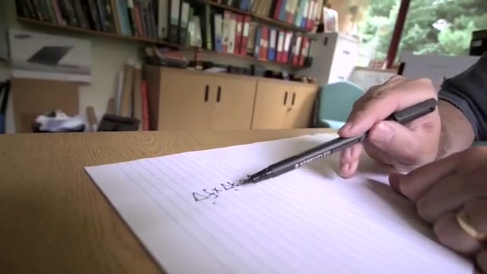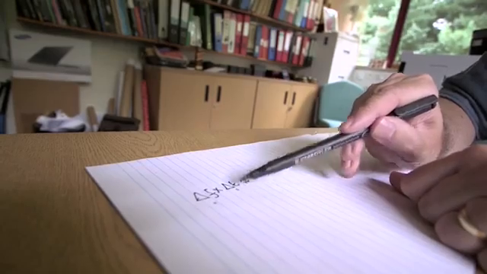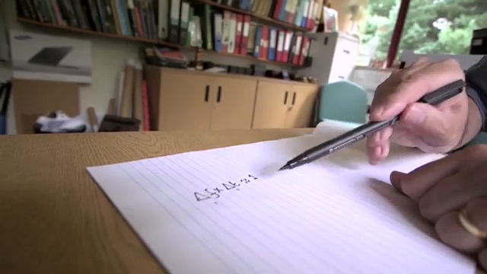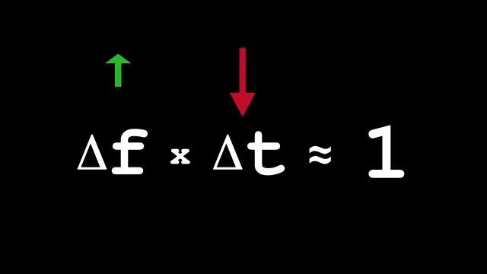So you can see from this formula, if I want delta T to be small, and the product of delta F and delta T has to be 1, as this term gets smaller, the only way I can do that is by making this term bigger. In other words, to make shorter and shorter pulses of sound, or light, or whatever it is, I need a wider and wider range of frequencies to do it.